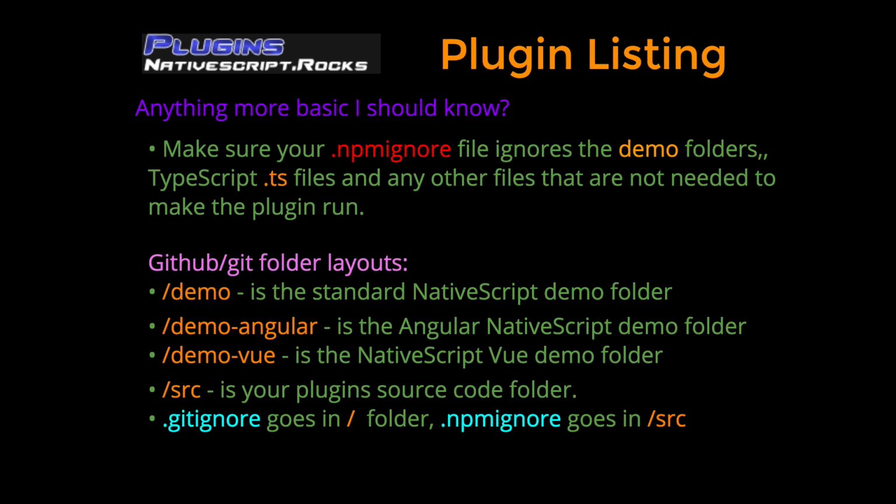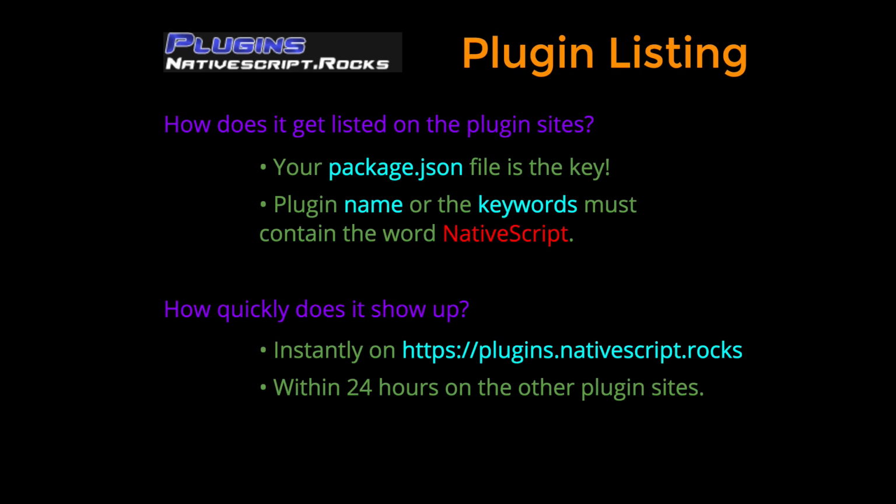In addition to the package.json file that is required, you should also have a .npmignore which ignores your demo folders and your TypeScript files or any other files that are not needed to make the plugin run. This npmignore file should be in your source folder. You can also have a .gitignore file in the root folder, which allows you to ignore any files that should not be committed to your Git repository. If you've done everything correctly, then it should show up on plugins.nativescript.rocks almost immediately after you do an npm publish.